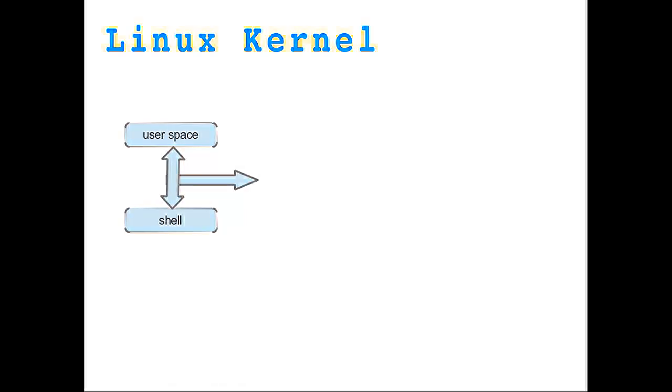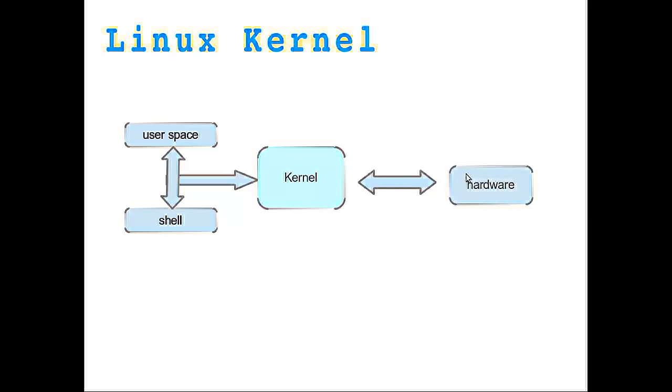So the relationship between the kernel and the user is like this, basically. You have the user space or the shell application making requests from the kernel, like print a message to the screen or get information from the keyboard. It makes those requests to the kernel, and in turn the kernel goes ahead and satisfies those requests by talking to the hardware.